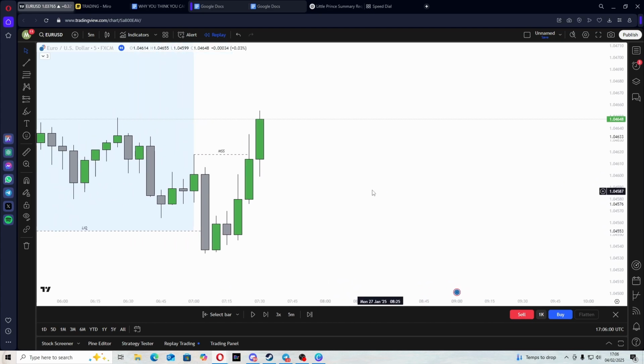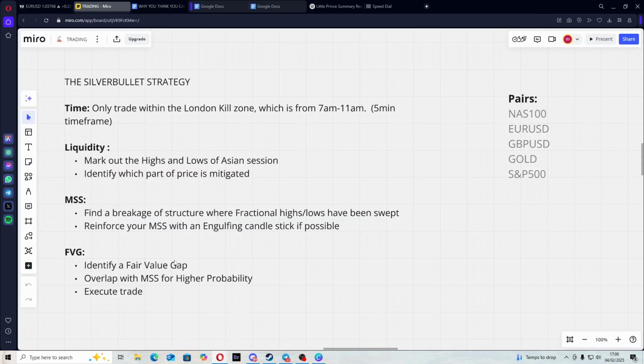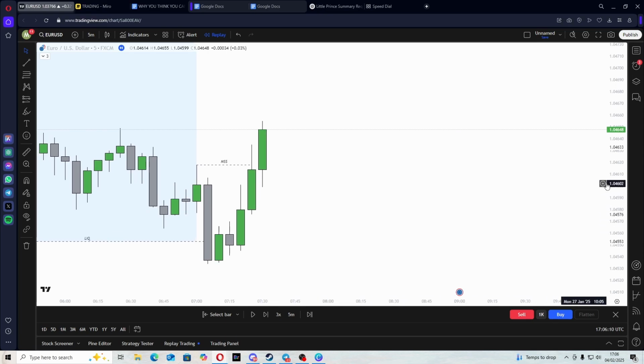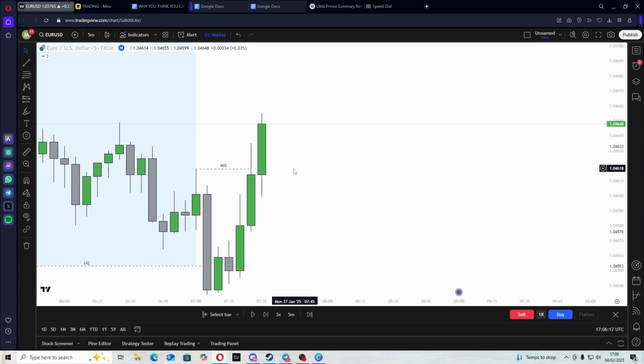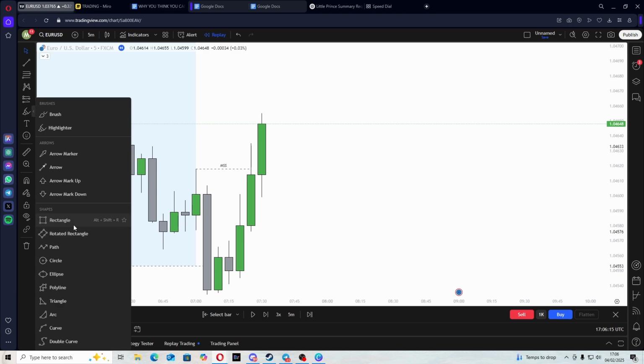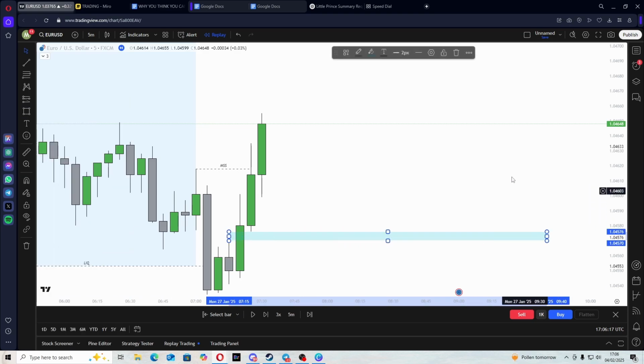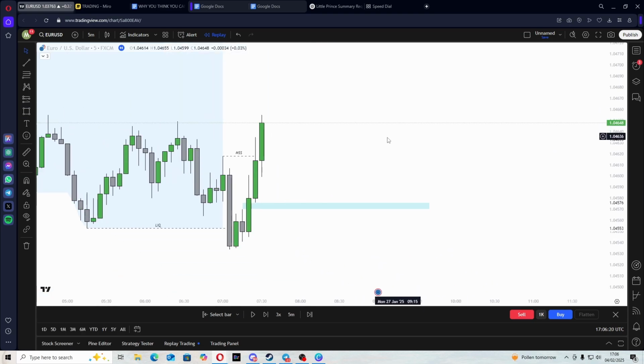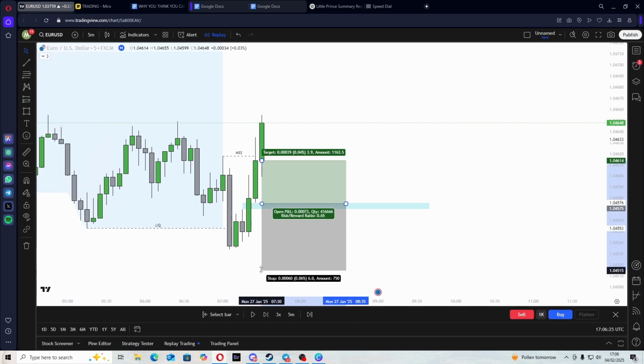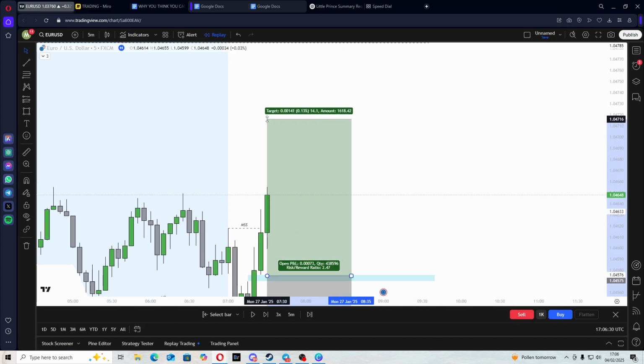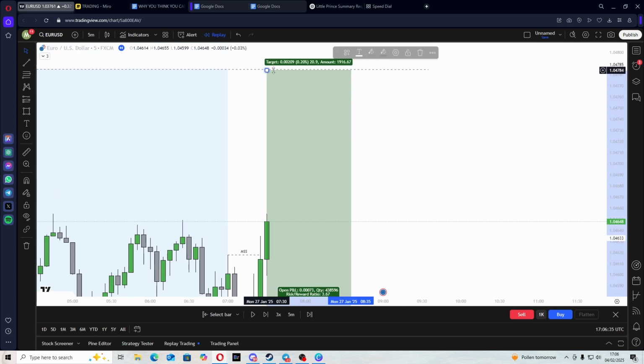And now all we've got to do is actually mark out the fair value gap. So we need to identify a fair value gap, and we can overlap this with the market structure shift for a higher probability. And all we need to do from then on is execute the trade, right? So all I'm going to be doing is fair value gap entry. So you can see right here is the most extreme one. I'm going to be using the most extreme fair value gap, and you're going to be placing your long position anywhere around here. So I'm going to place my stop loss anywhere below there, and my take profit will go all the way up to a 1-to-3 risk reward ratio. I can even put it as a 1-to-4 near the Asian session's highs.